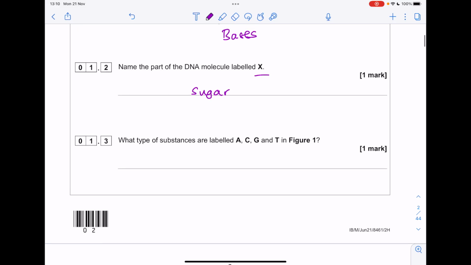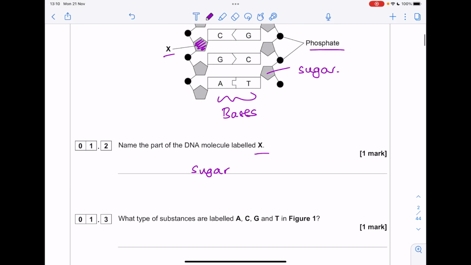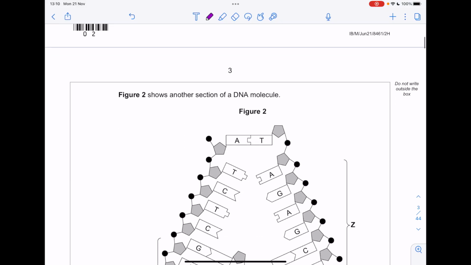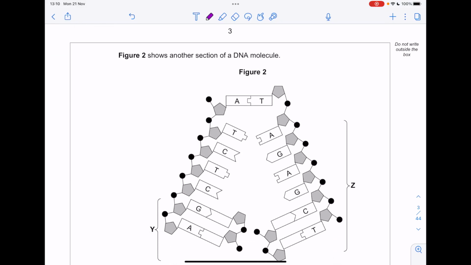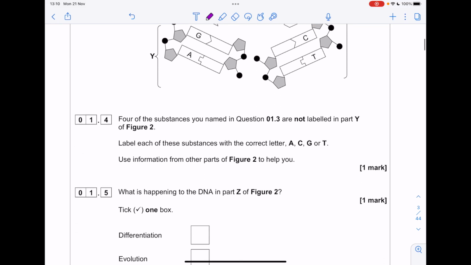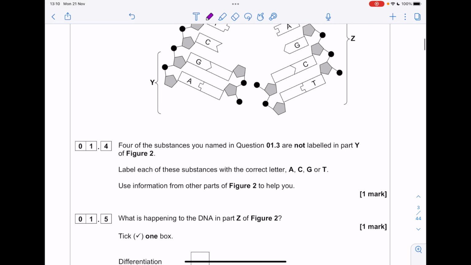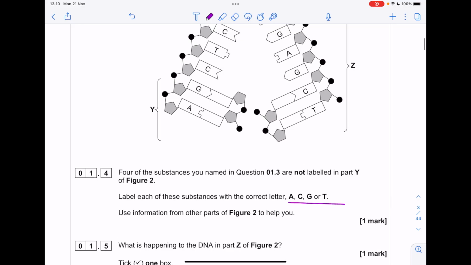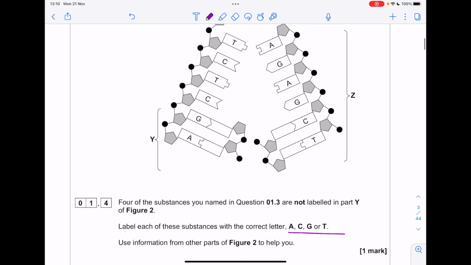What type of substances are labelled A, C, G and T? In figure 1, these are the bases. So quite a lot of in-depth knowledge needed for DNA here. Figure 2 shows another section of DNA. The substances you named in question 1.3 are not labelled in part Y of figure 2. Label each of these substances with the correct letter A, C, G or T and use information from other parts of figure 2 to help you.